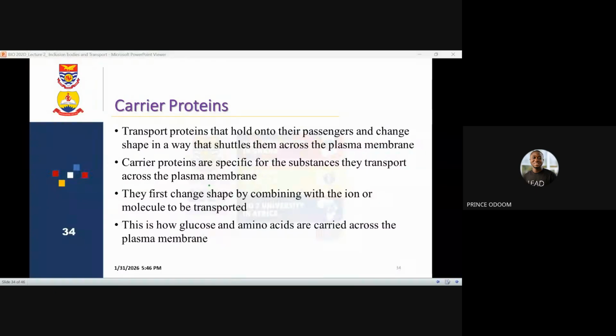And so they need some proteins we call carrier proteins. The carrier protein will bind to the molecule and change its shape so that it has a very good shape to pass through what? To pass through the gate, in and out.